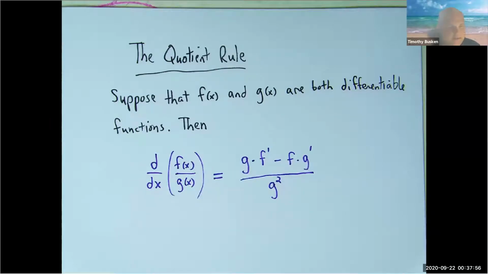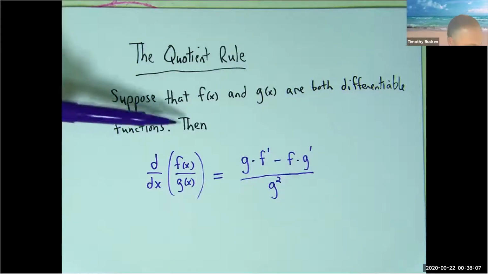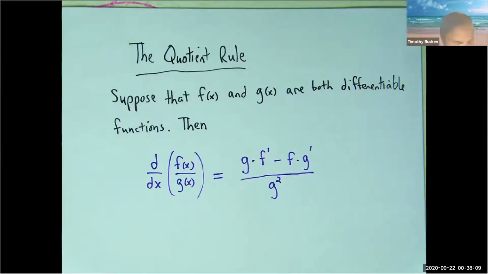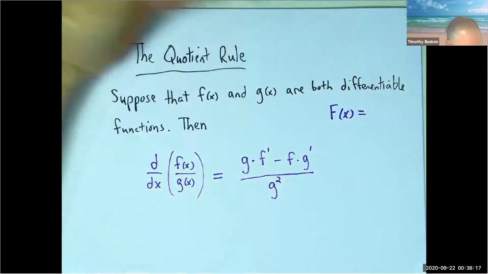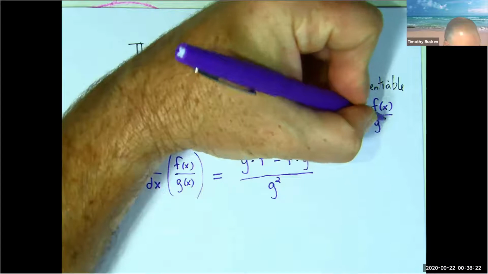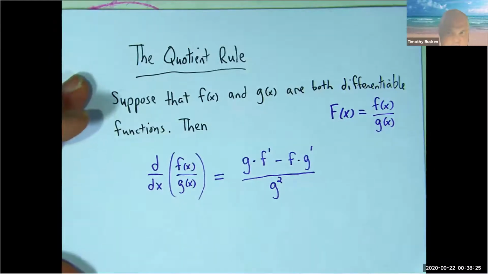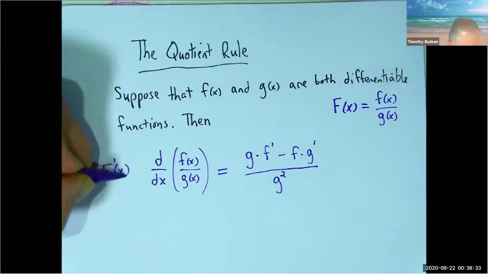Okay, it's time we talk about the quotient rule for derivatives. And here's the statement of the quotient rule. Suppose that f and g are both functions that are differentiable. Suppose also that you're going to make another function, let's say big F, and that's just going to be combining f of x and g of x with division. So the quotient rule gives us a rule for finding the derivative of big F.